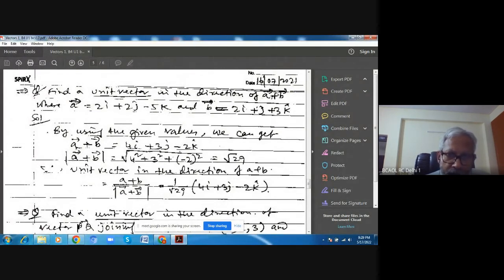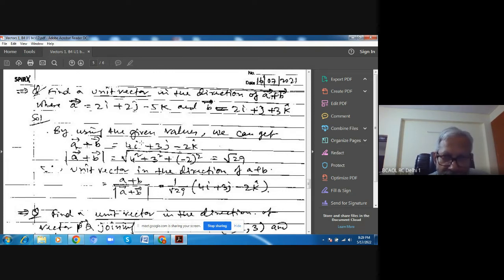Both vectors are given. So simply you have to first add them. Why am I adding? Because the direction is given as a sum. Suppose the question changes to the unit vector in the direction of a minus b. Suppose it has changed, then you have to do a minus b.